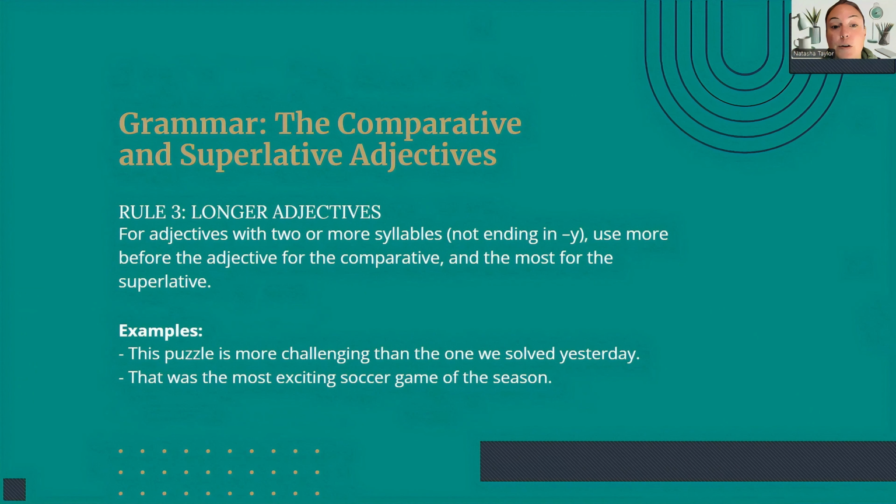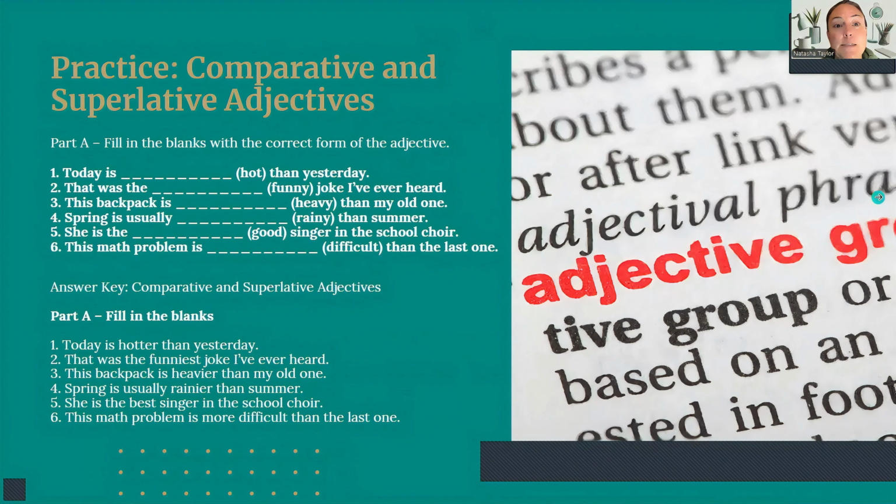And for rule three, some longer adjectives. For adjectives with two or more syllables, not ending in y, use more before the adjective for the comparative and the most for the superlative. Here are some examples of that. This puzzle is more challenging than the one we solved yesterday, or that was the most exciting soccer game of the season. For practice of comparative and superlative adjectives, in part A you want to fill in the blanks with the correct form of the adjective. For example, for number 1, today would be what, if you were to put hot? Then yesterday, what form?